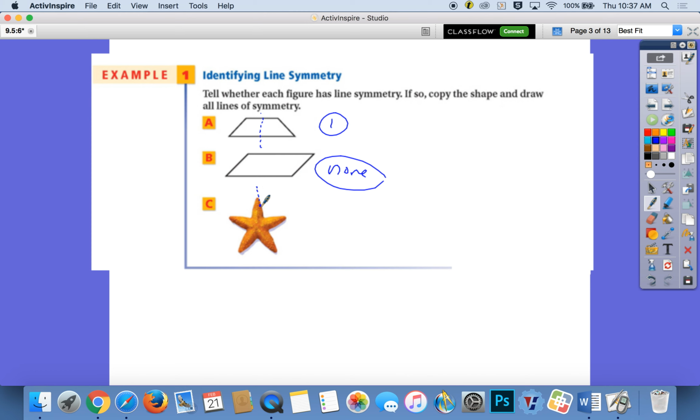What about this one? 1, 2, 3, 4, 5. So our starfish here, yes, it has 5 lines of symmetry.